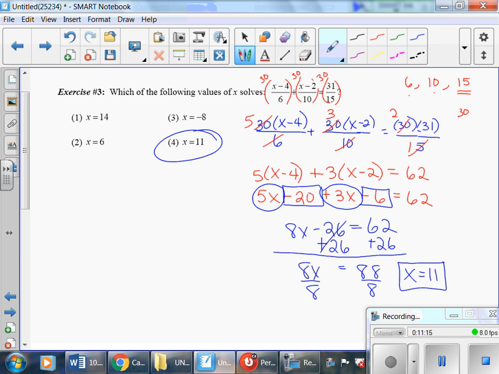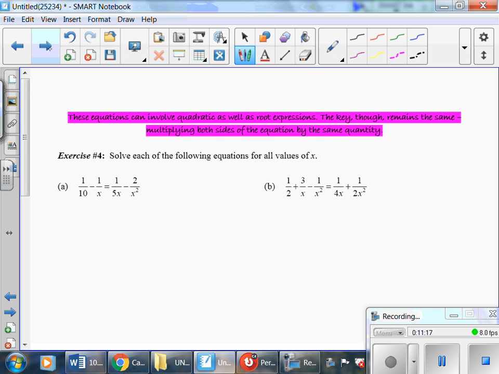Okay, so what I want you to do now in exercise 4, these equations can involve quadratic as well as root expressions. The key, though, remains the same.